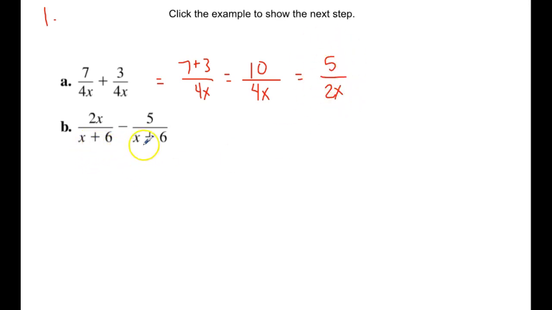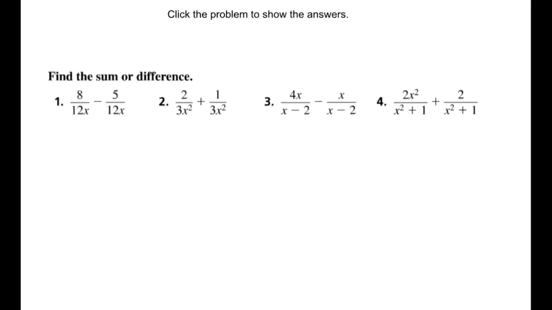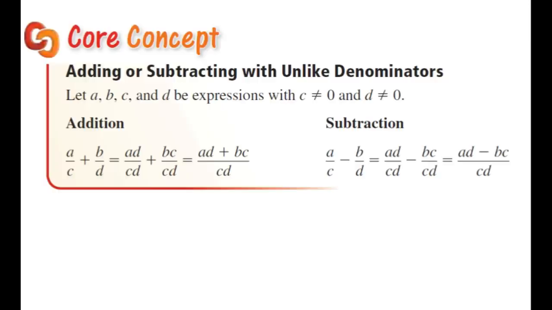So let's look at part B. First thing I see is that my denominators are the same again, so I can go ahead and subtract the numerators, and I leave my denominator alone. So now I want to look and see, can this be simplified? Which it can't, so I can leave that as my final answer. Okay. So here are your first monitoring progress. Try them and see what you come up with.